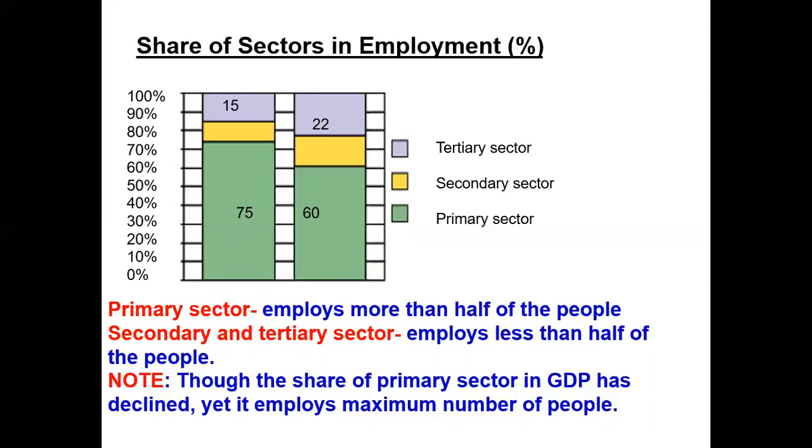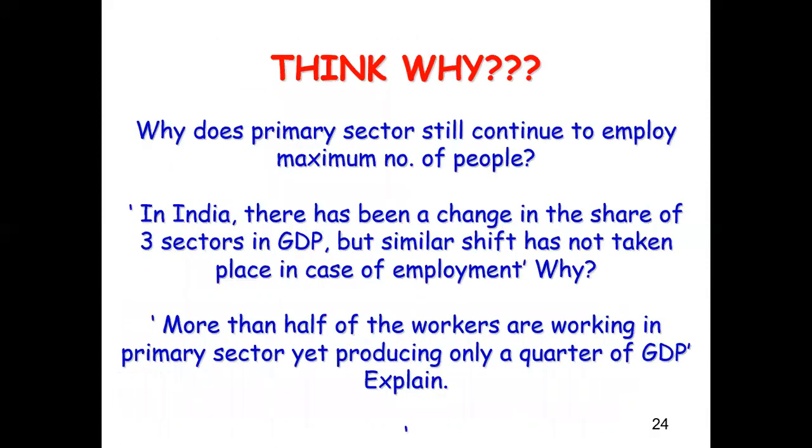So, number one, why does primary sector still continue to employ maximum number of people? In India, there has been a change in the share of the three sectors in GDP. But same shift cannot be seen in the case of employment. Why? More than half of the workers are working in the primary sector and yet producing only a quarter of GDP. These are some questions we can think about.